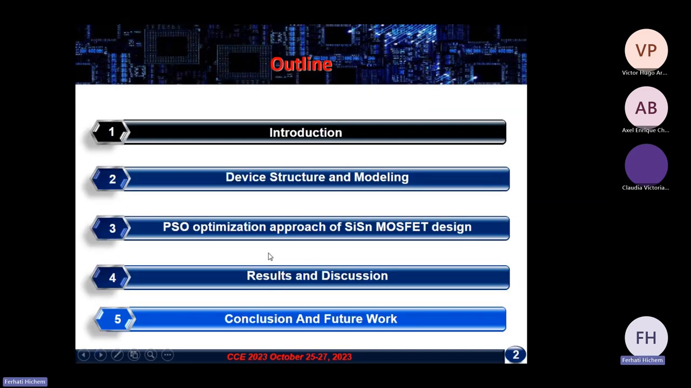So, the outline of the presentation is given as follows. First we start with an introduction describing the importance of transistors for the development of integrated circuits. Secondly, we provide the device structure and the modeling methodology used to model the device electrical behavior. Thereafter, the third section is dedicated to presenting our optimization approach using the particle swarm optimization technique. The results and discussion are given in the fourth section. And finally, we conclude with some remarks and future works.